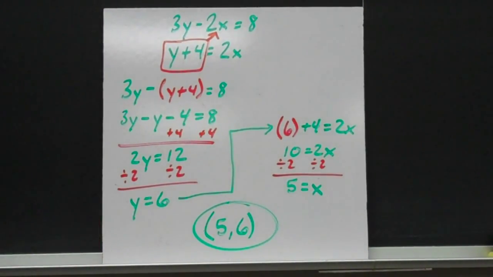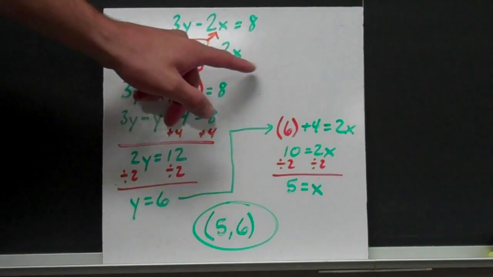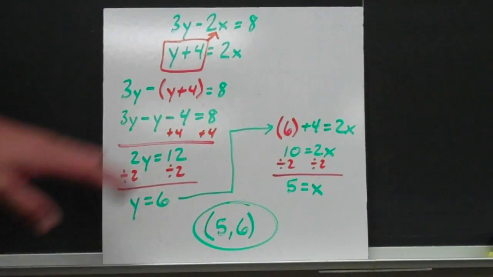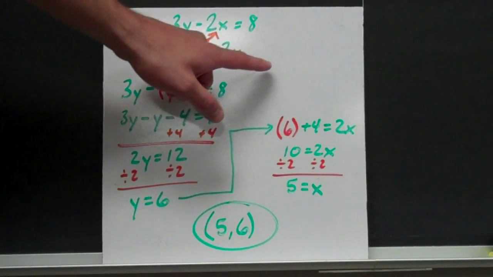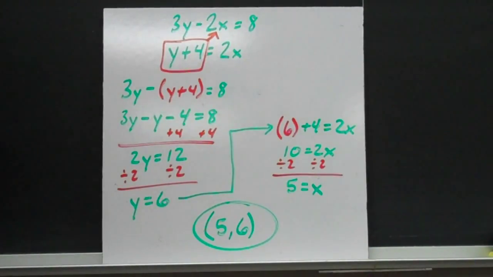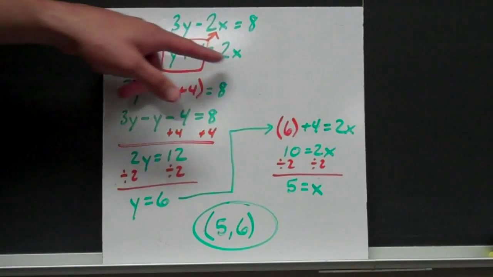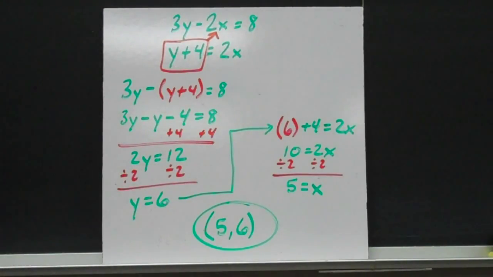You might be faced with something like this where it's not quite as obvious what to do. We have 3y minus 2x equals 8 and y plus 4 equals 2x. Now really we could do this a couple of different ways. We could subtract the 4 over to the other side and then substitute in 2x minus 4 for y, because we would have y all by itself. Or what we could do is divide both sides by 2, so we had x all by itself.